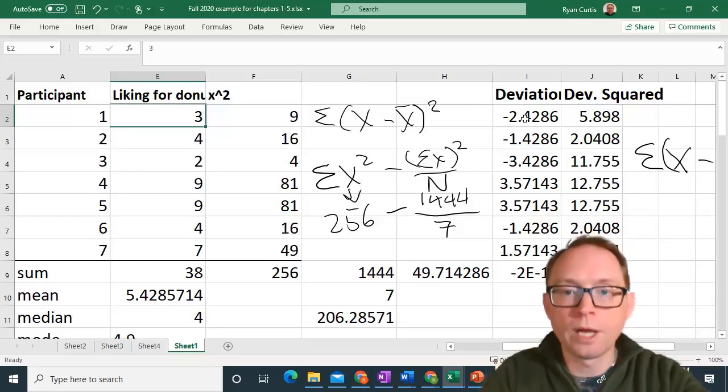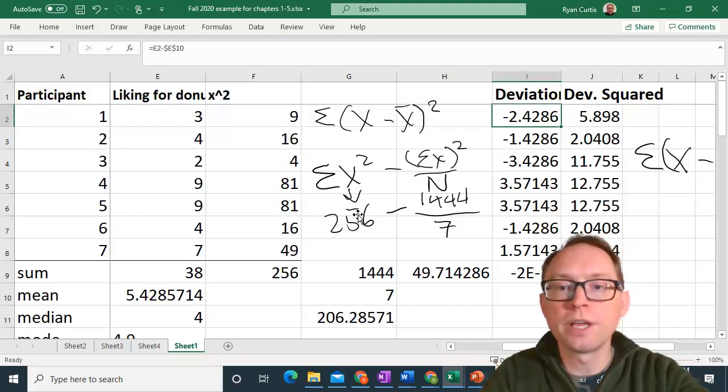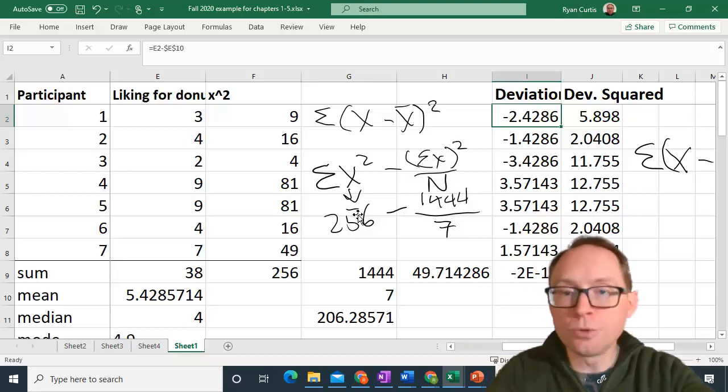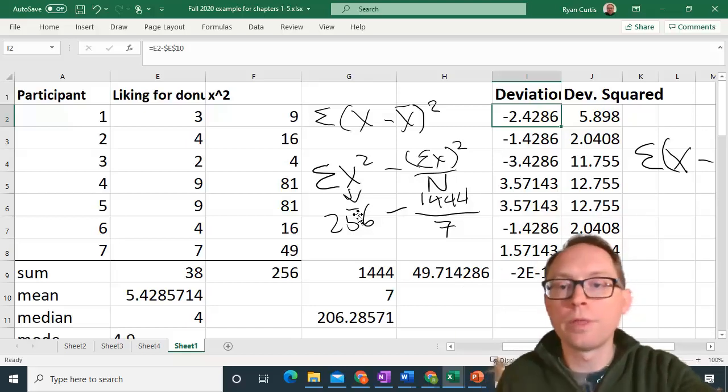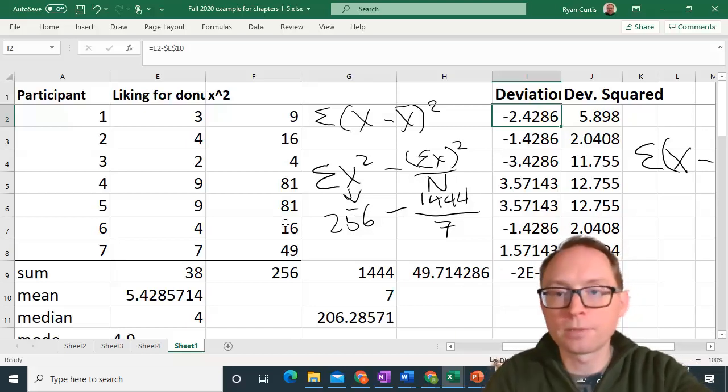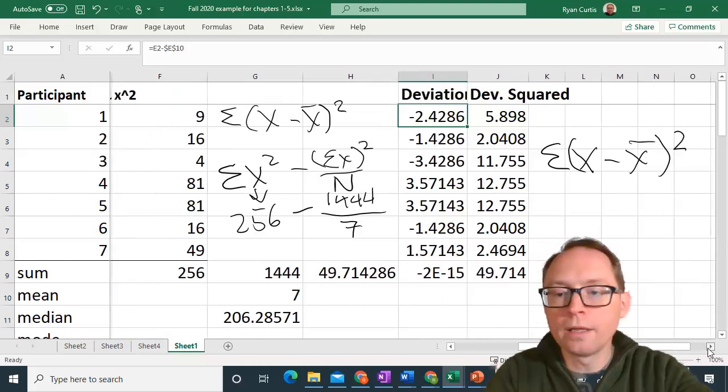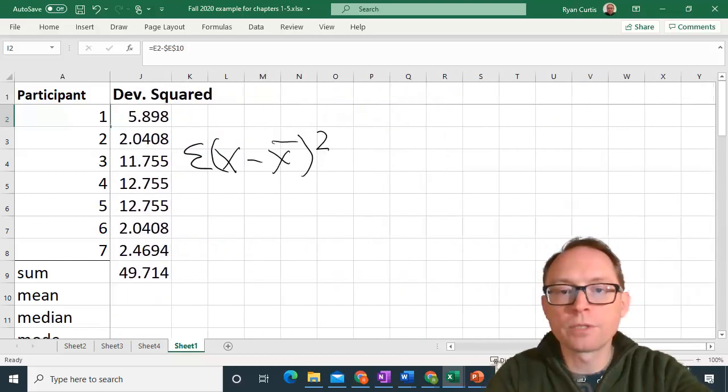Well, how much? Participant 1 deviates negative 2.4286. Participant 1 is 2.43 liking units below the mean of liking for donuts. That's the deviation. Let's move these over now since we're working with the deviation.